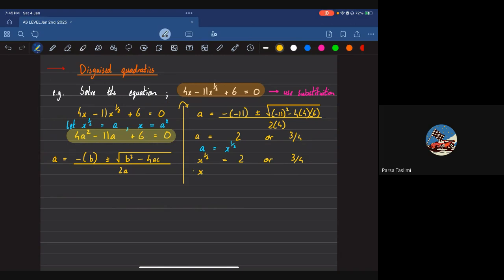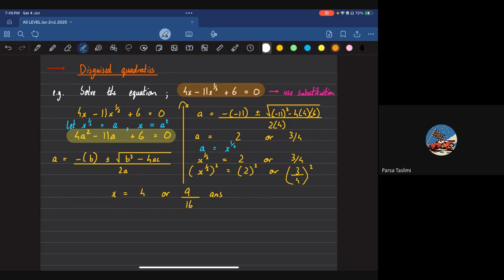Power 2. Yeah, we're going to just square it. So it's going to be 2 squared or 3 by 4 whole squared. So lastly, your answer for x is going to be equal to 4, or 9 over 16. That will be your answer.